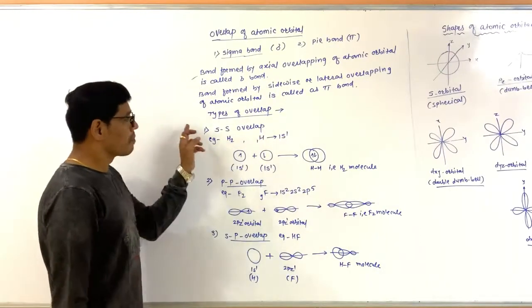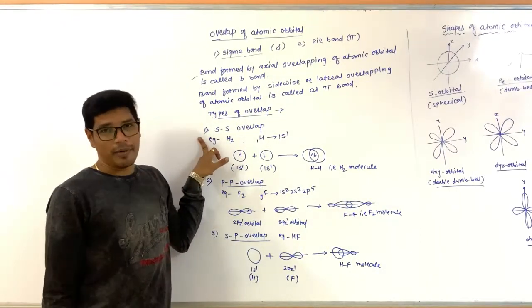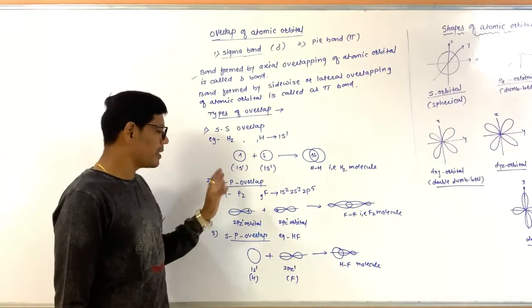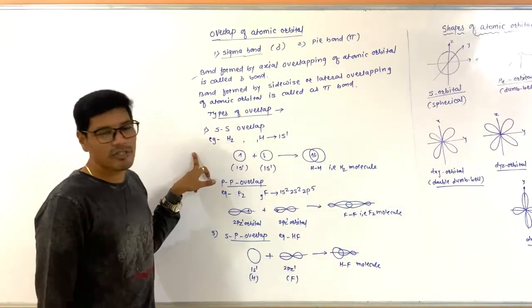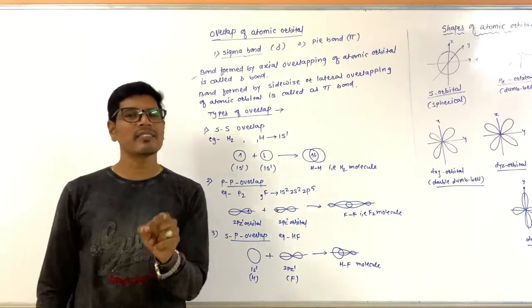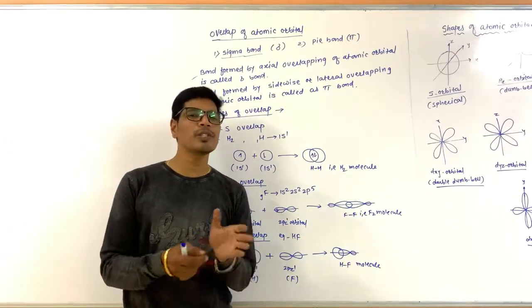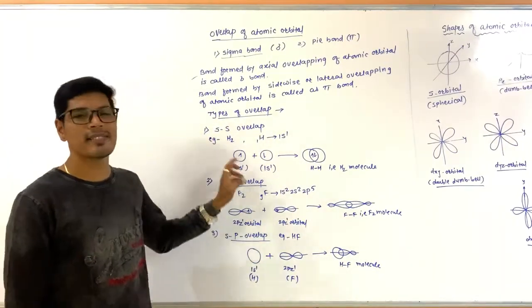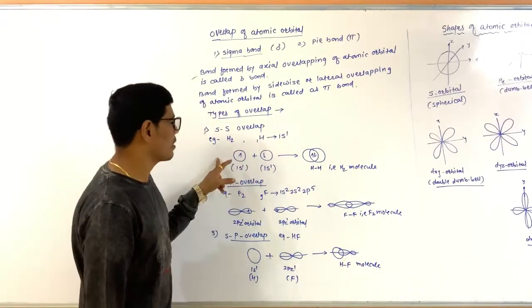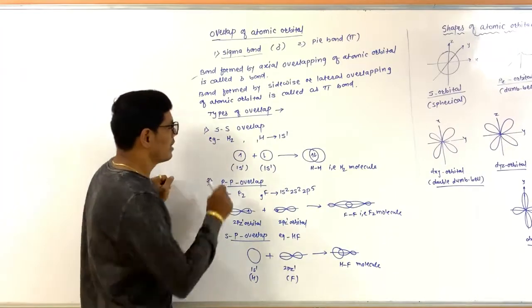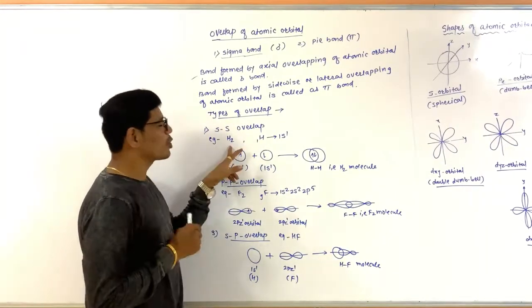Now let us see types of overlap. There are different types of overlapping depending upon which orbitals are there. First type is SS overlapping. Name itself indicates SS overlapping. Overlapping between two S orbitals is called SS overlapping. Overlapping between two S atomic orbitals. Best example is H2, hydrogen.